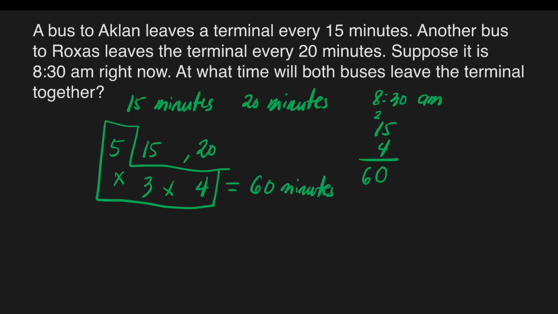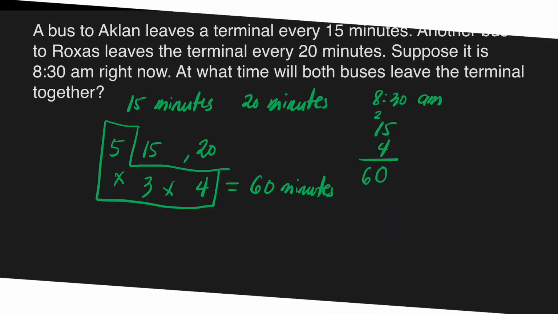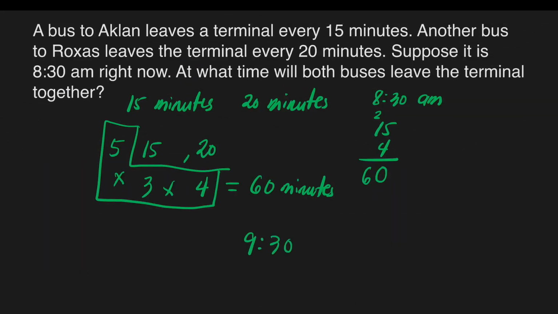But the question is, if it is 8:30 a.m. right now, at what time will both buses leave the terminal together? So that is after 60 minutes. So it's going to be from 8:30 a.m. plus 1 hour. That will give us 9:30 a.m. So our final answer is 9:30 a.m.